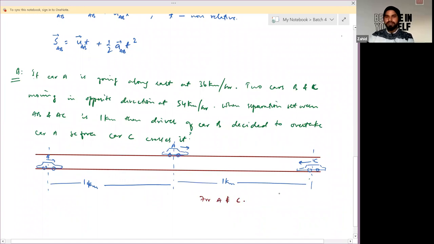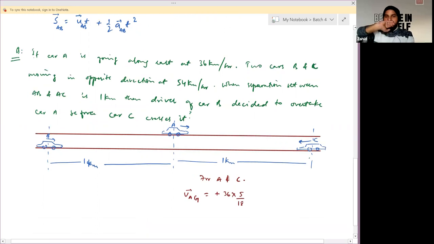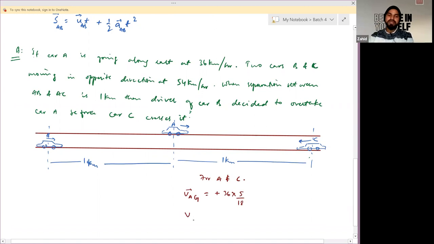Since A is going towards east, let's say it will be along positive x-axis. So velocity of A with respect to ground is positive 36 kilometer per hour, multiplied by 5 by 18. Next, velocity of car C with respect to ground, since it is opposite of A, will be along negative x-axis. So minus 54 into 5 by 18.